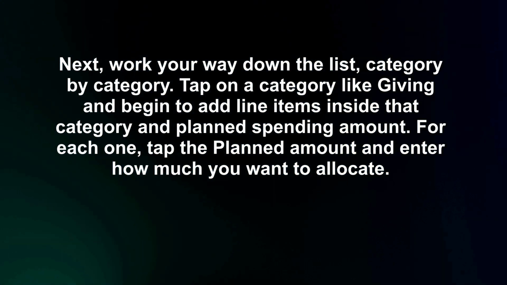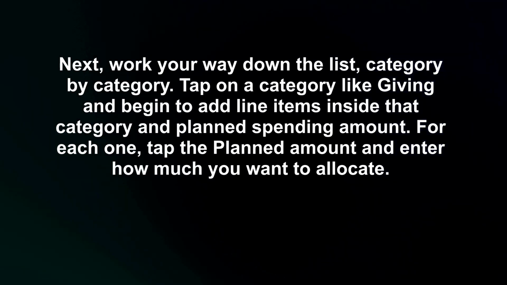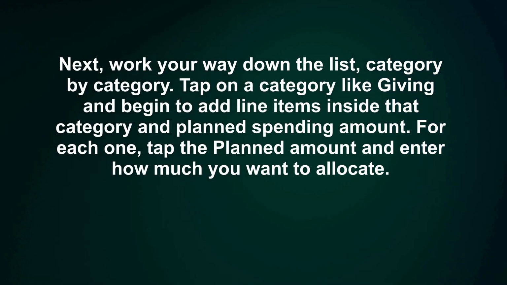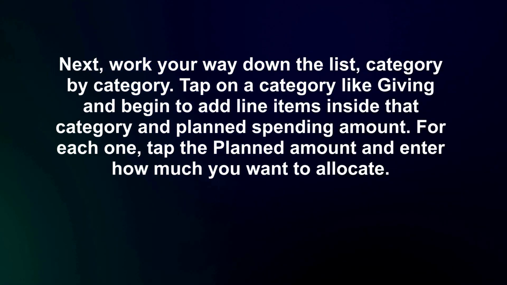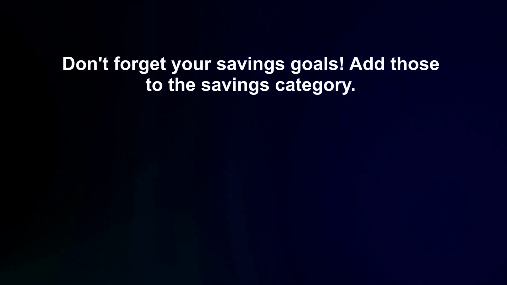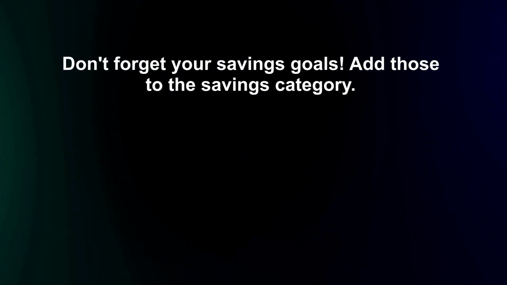Tap on a category like giving and begin to add line items inside that category and plan spending amounts. For each one, tap the planned amount and enter how much you want to allocate. Don't forget your savings goals, add those to the savings category.